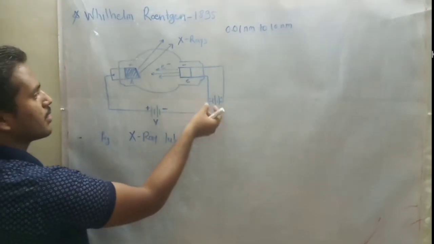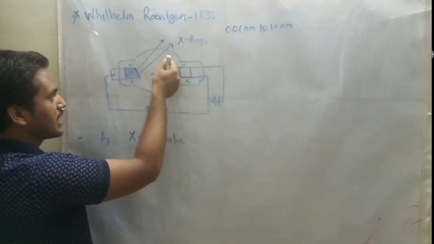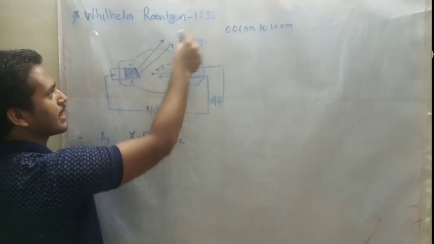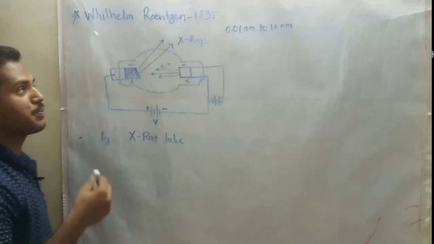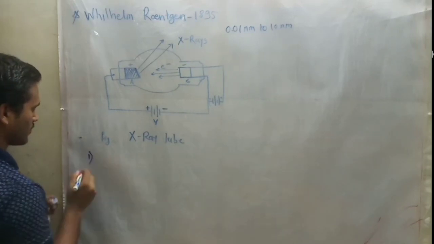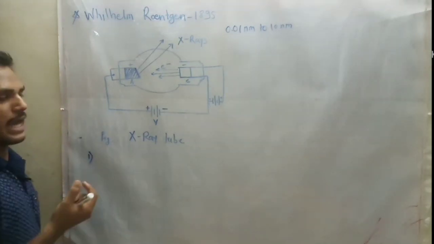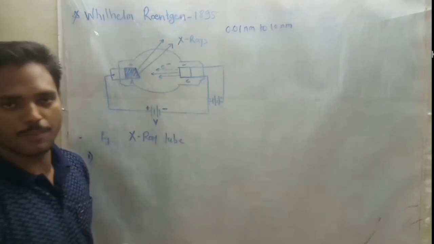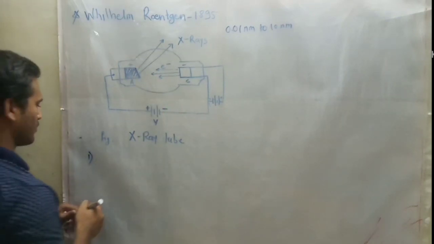Now, when this accelerated electron strikes this anode, X-rays are produced. X-rays are produced by two phenomena. First, deceleration of electrons in the metal anode or target anode.